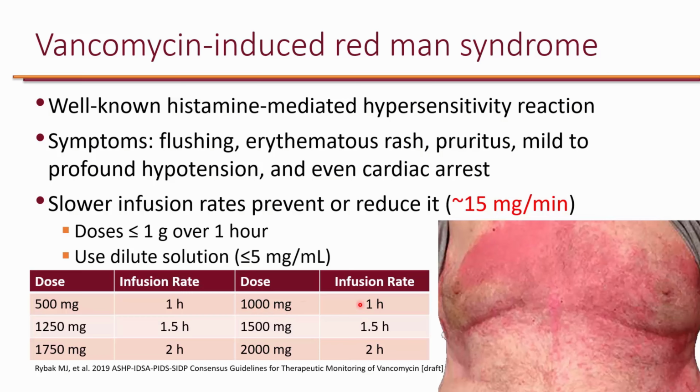If they start to have a reaction, what we can do is increase the infusion time to 90 minutes and potentially 2 hours. Then 1250 milligram is recommended to be infused over 90 minutes, the same with 1500 milligram. So 1250 over 1.5 hours translates into 13.8 milligram per minute, and 1500 milligram over 1.5 hours is about 16.6 milligram per minute. 1750 milligram is recommended to be infused over 2 hours, which is about 14.6 milligram per minute. And 2 grams is recommended to be infused over 2 hours, which is about 16.6 milligram per minute.